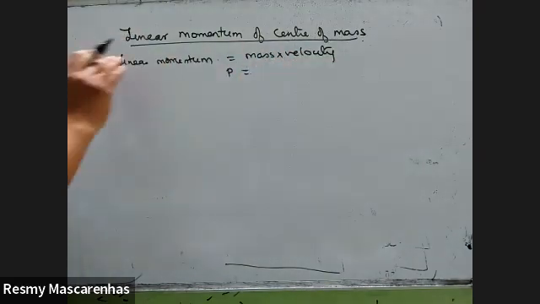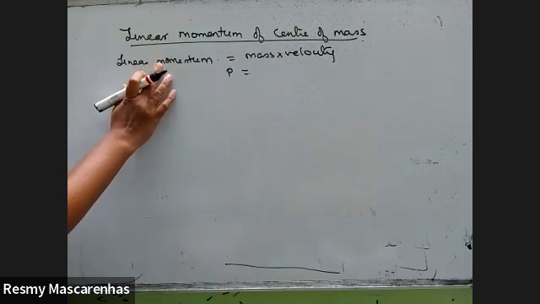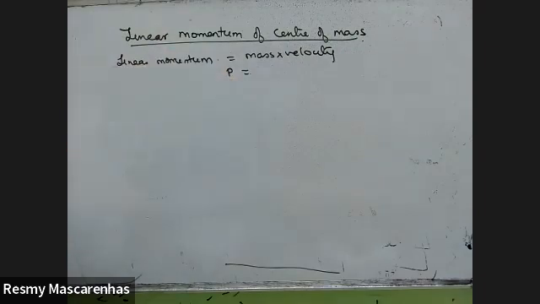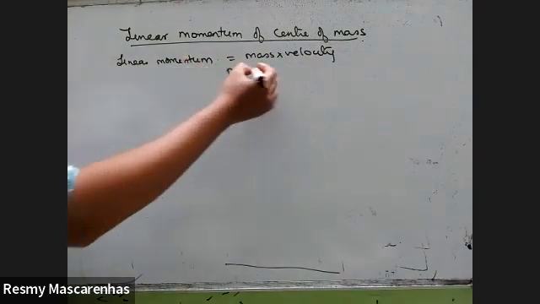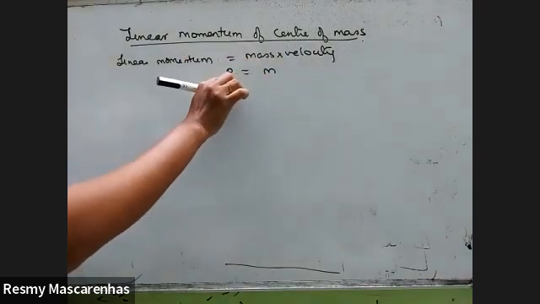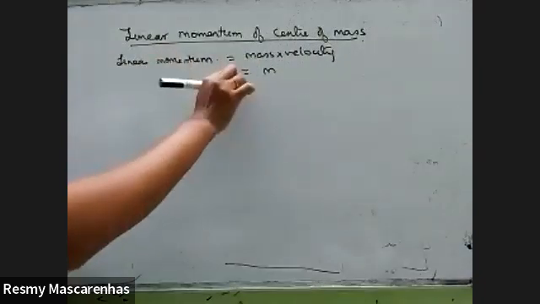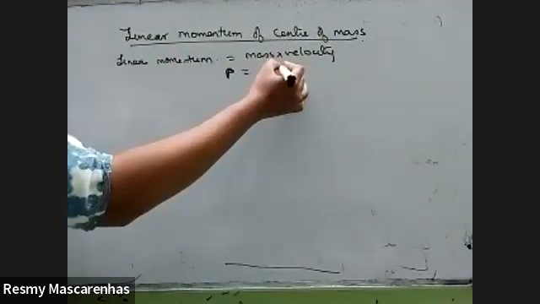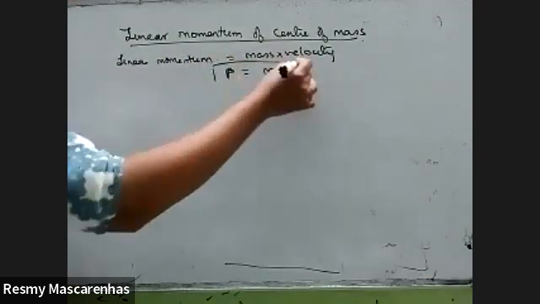This is a fixed formula for linear momentum. We don't use L here because L is always going to confuse you with the length. We use the letter P for linear momentum. If you use L, you might think it is length. So that's why it is a different letter P. So this is the formula for linear momentum.